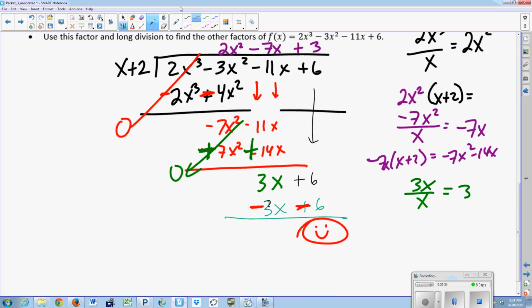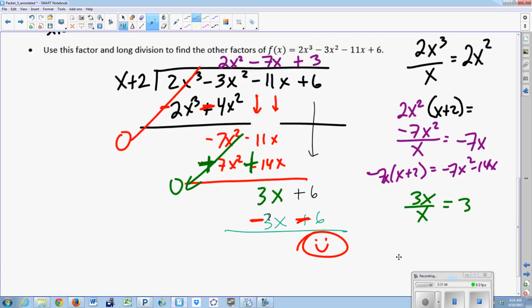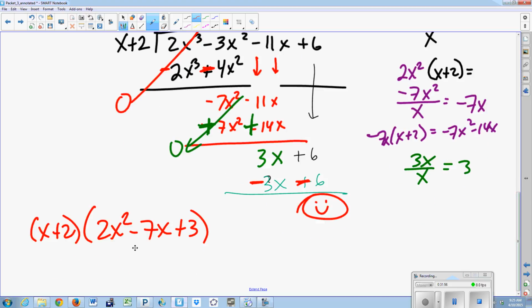Wait, quick question. Yep. When you write 3x, why is it just 3 up at the top of the... Because x goes into 3x 3 times. The x's cancel, okay? So now I've almost completely factored this. I have x plus 2 times 2x squared minus 7x plus 3. And now I have to factor this second factor right here.